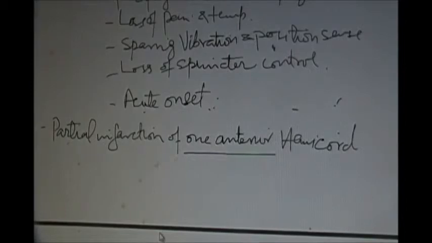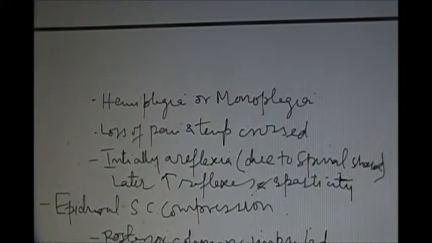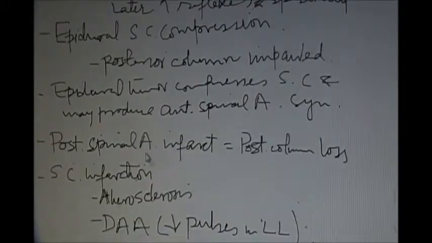The partial infarction of one anterior hemicord, what does it produce? It produces hemiplegia or monoplegia, loss of pain and temperature, crossed, and initially areflexia due to spinal shock, but later there are increased reflexes and spasticity. The epidural tumors may compress the spinal cord and may produce anterior spinal artery syndrome if it's anterior.